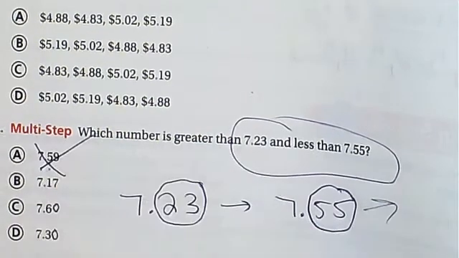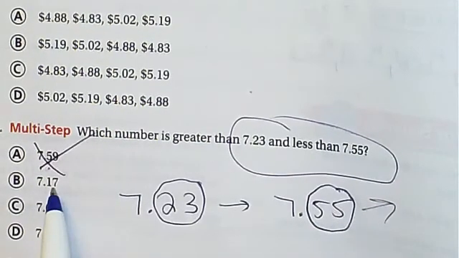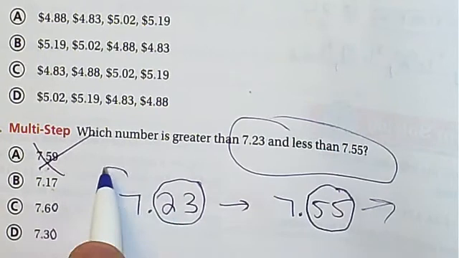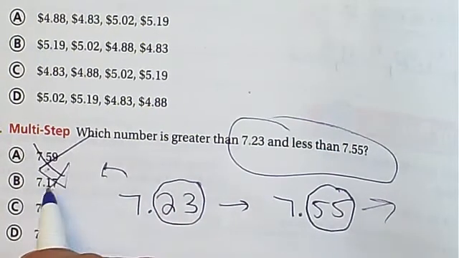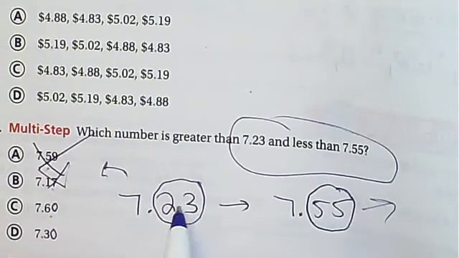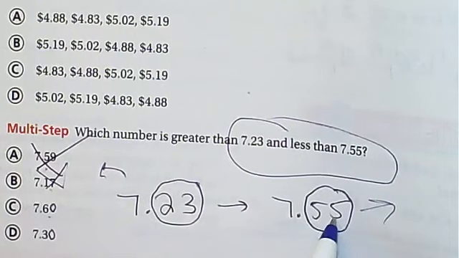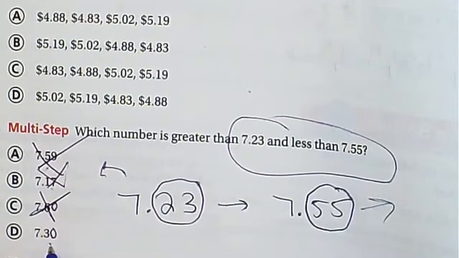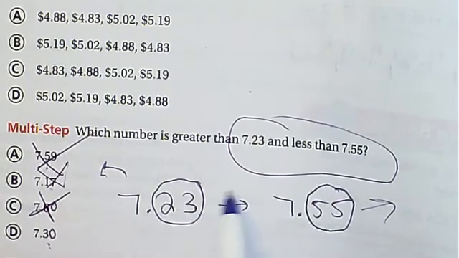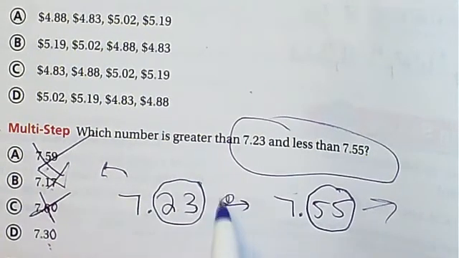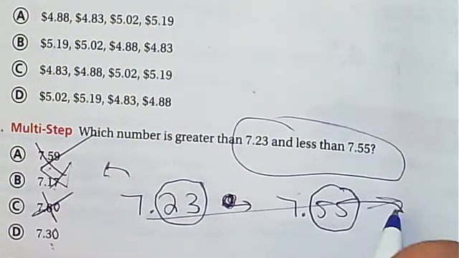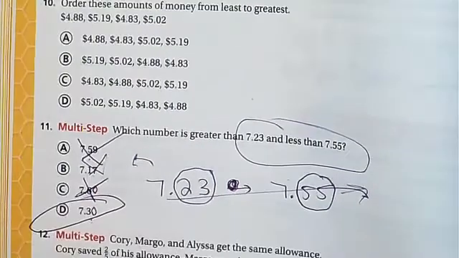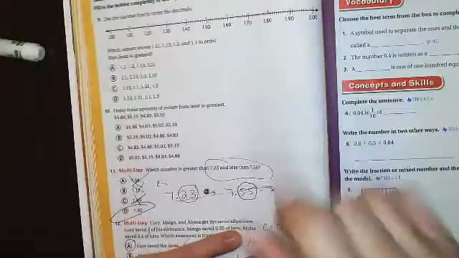59. Nope, 59 would be over here somewhere. So he's out. 17. Nope. 17 would be over here somewhere. So, nope. 60. 60's after 55. So, nope. 30. Yes, bingo. Because we would go 20 to 30, 40, 50. So, 30 would kind of be in here somewhere if this was a number line. So, good to go right there.